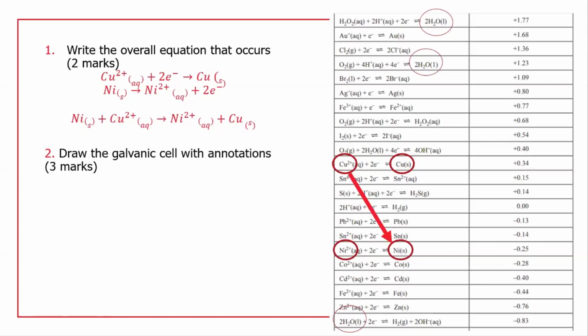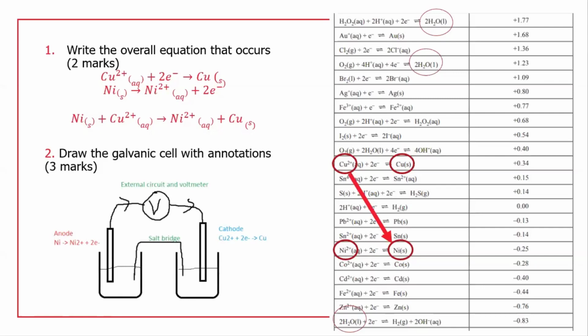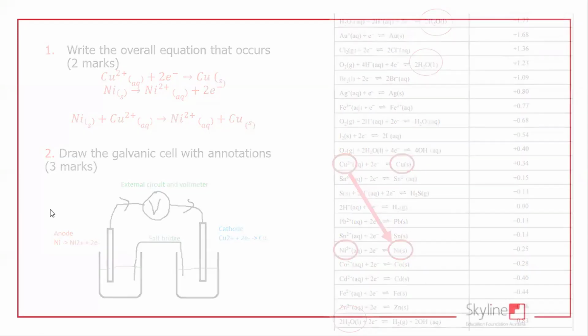Draw the galvanic cell. Now, I've done a very crude drawing. I apologize, but they're not expecting you guys to be artists. Essentially, at the anode, we're going to be having our oxidation reaction, and at the cathode, our reduction reaction. Make sure to include the external circuit and voltmeter and the salt bridge. All right.